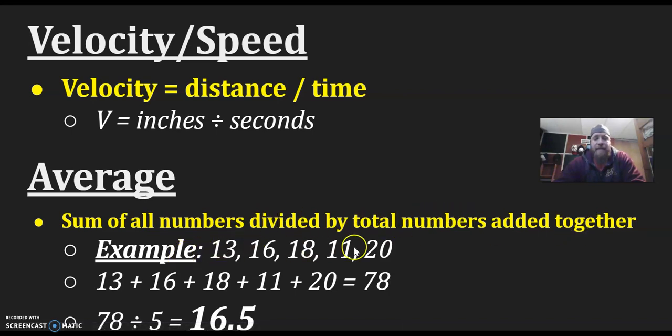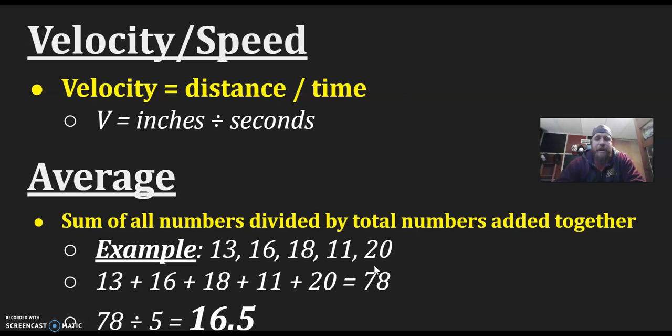For example, if I have these data points right here, 13, 16, 18, 11, and 20, how do I calculate the average? First, I'm going to add all those numbers up. So 13 plus 16 plus 18 plus 11 plus 20, and that all equals a sum of 78. Then I'm going to take that 78 and divide it by the total numbers that I added together. I had 5 numbers that I added together. So 78 divided by 5 gives me an average of 15.6.